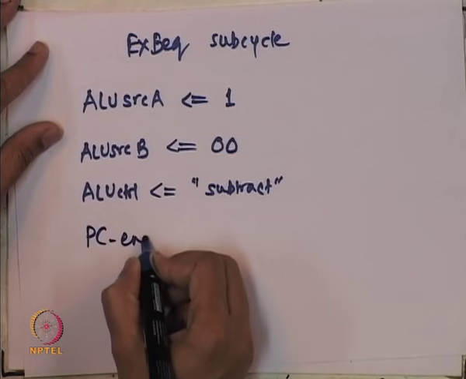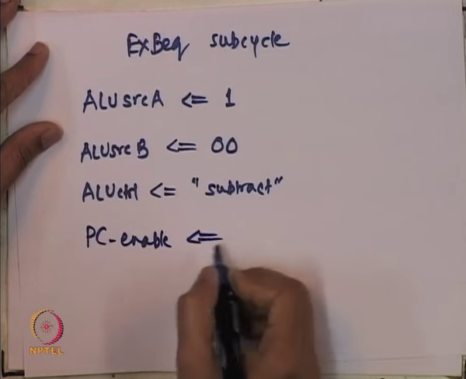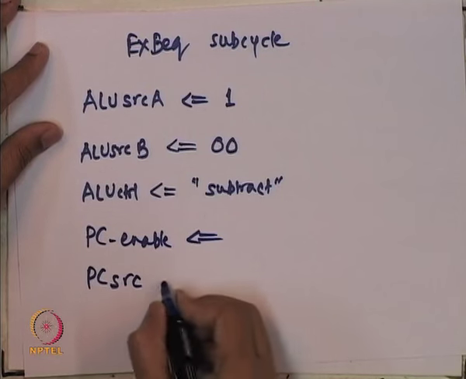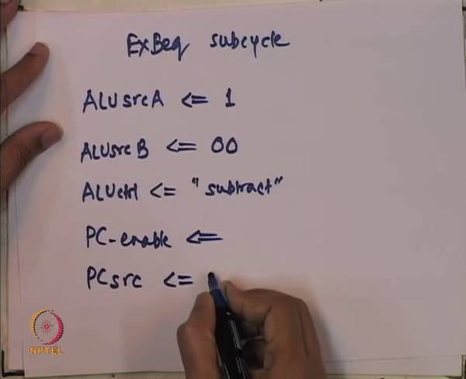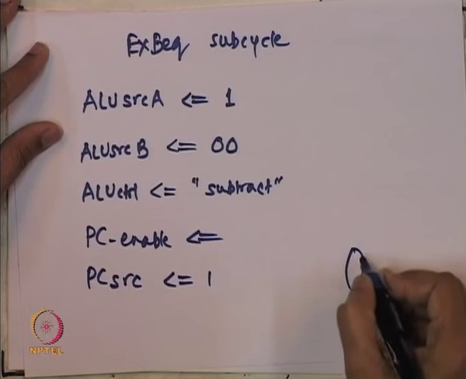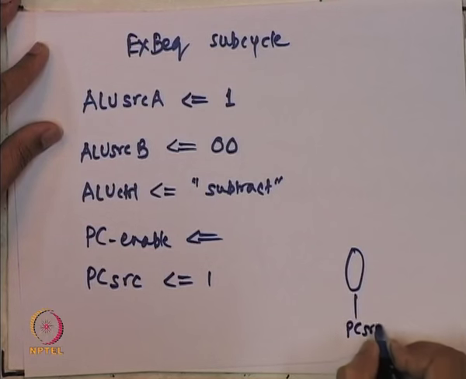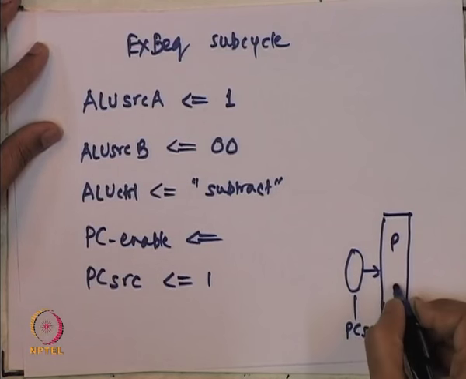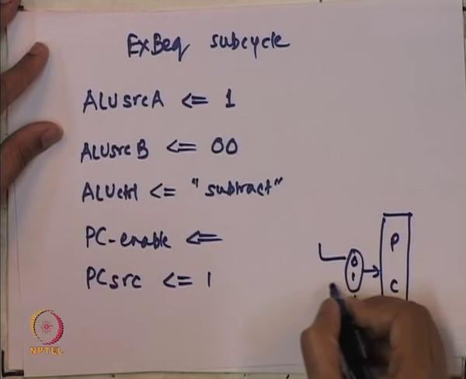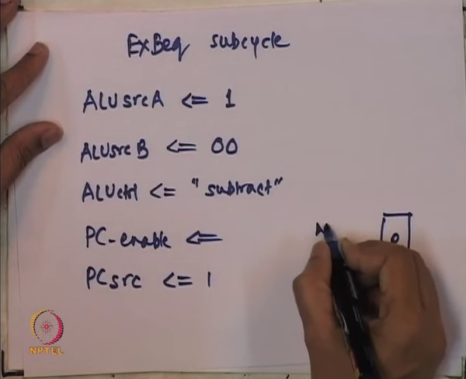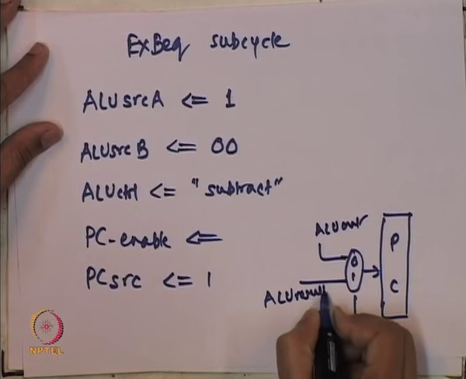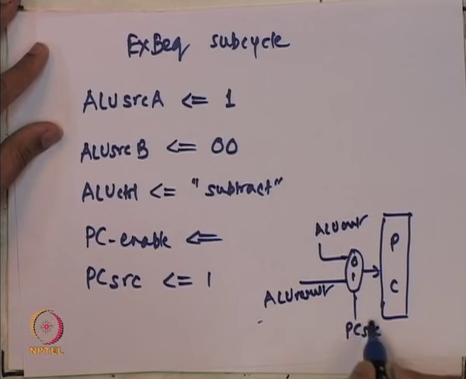PC enable, and also that multiplexer before PC, PC SRC, that should say 1 because this is from ALU out and this is from ALU result. So, branch target address is in the ALU result. So, that is why we should select this to go through.